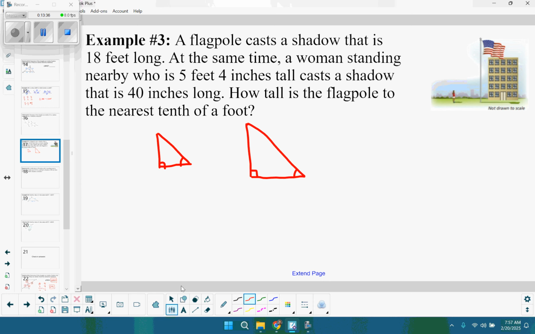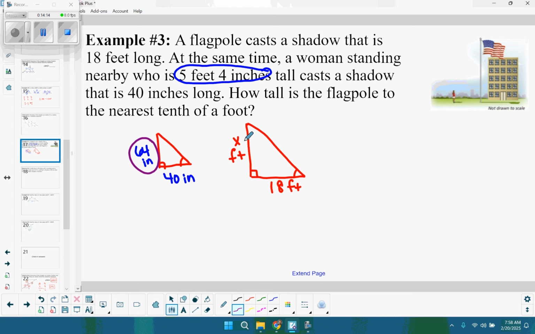So we can use the fact that the triangles are similar to match up the height with the height, the base with the base. We know on the flagpole, the shadow is 18 feet, and the height is x feet. For the woman, we know her shadow is 40 inches, and her height is 5 feet 4 inches. So I'm going to turn this into just inches so that it matches the other units in that triangle. So 5 feet 4 inches, 5 feet times 12 inches in a foot, 5 times 12 is 60, plus the other 4 would be 64 inches.